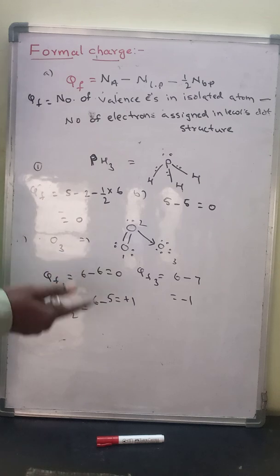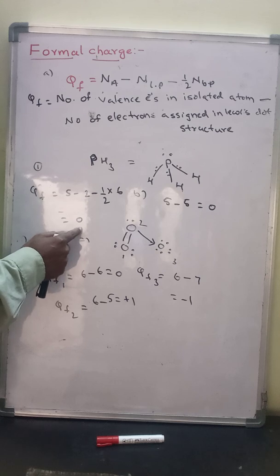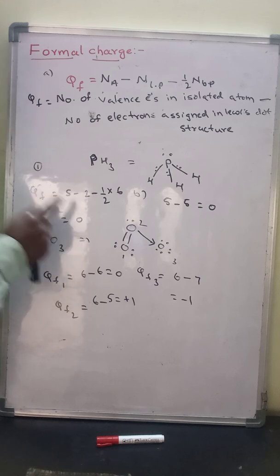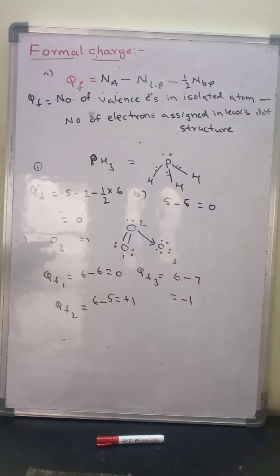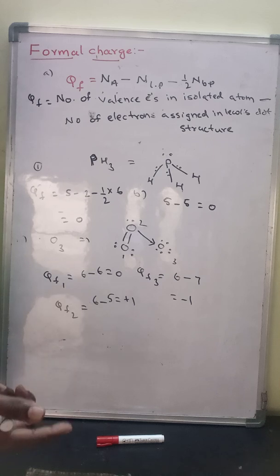Three 2s are 6 electrons. So now 5 minus 5, what formal charge do we get? 0. Otherwise, use the second formula, the trick, to calculate the formal charge.